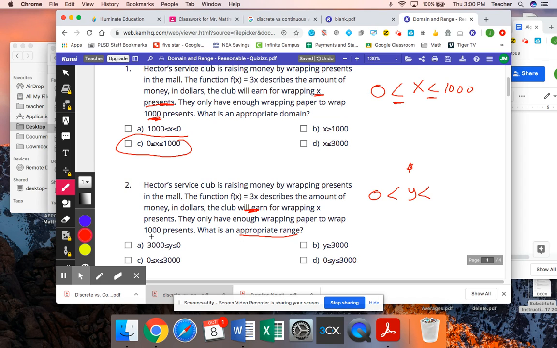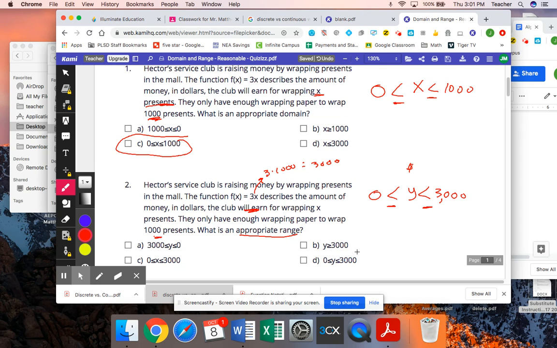Well, if you only have enough to wrap 1,000 presents, and the way you get paid is by 3 times the number, well, 3 times x is 3 times 1,000, which is 3,000. And remember, y is the money, so we're talking about $3,000 on the high end. Now, I've got to see whether or not I should include them. Is it possible to get $0? Yeah, if you don't wrap any presents. Is it possible to get $3,000? Yeah, if you wrapped 1,000 presents. So our range is all of our y's between 0 and 3,000, included.